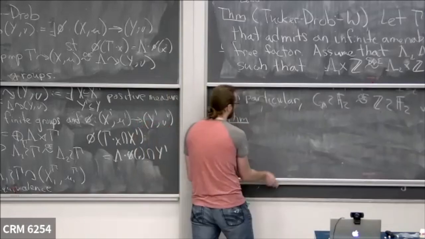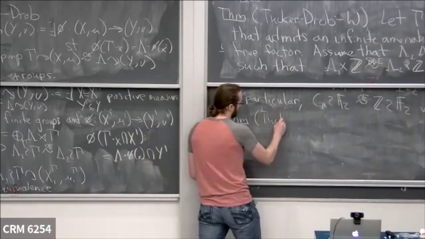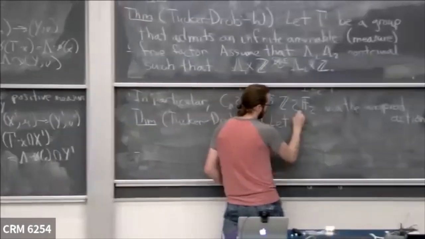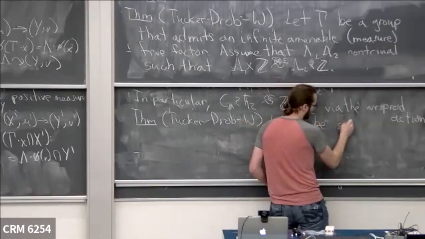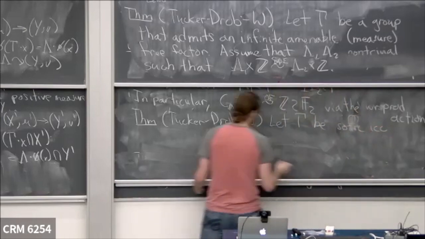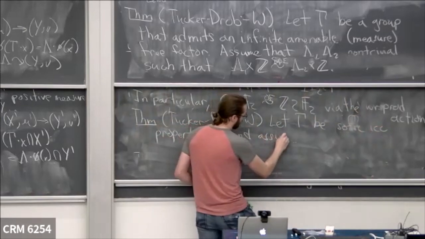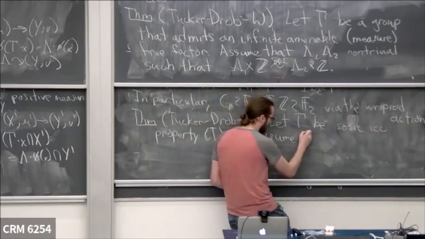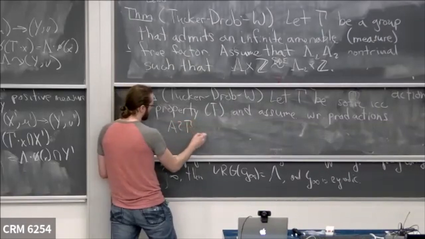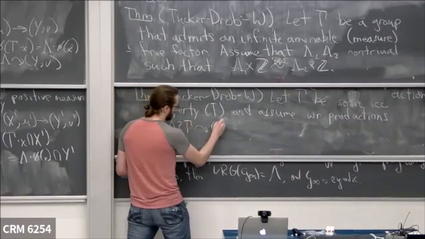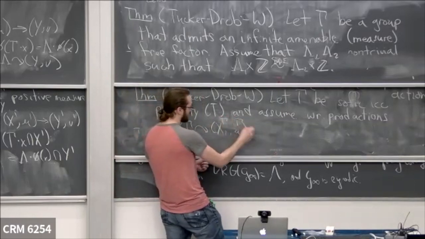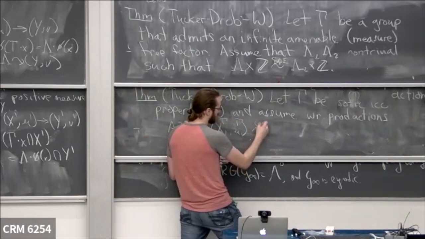So this is also after Job Wrobel. So let gamma be sofic ICC property T, and assume that the wreath product actions, A wreath gamma acting on x1 mu1, well, I guess I can toss in gammas, is stably orbit equivalent.